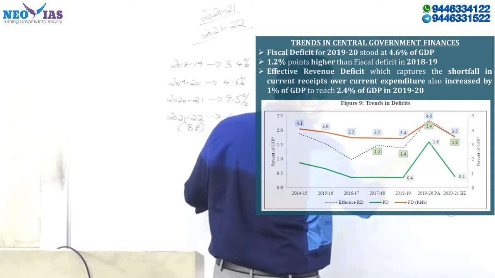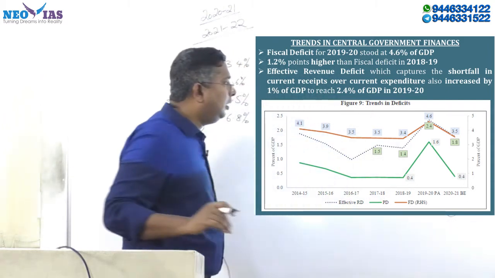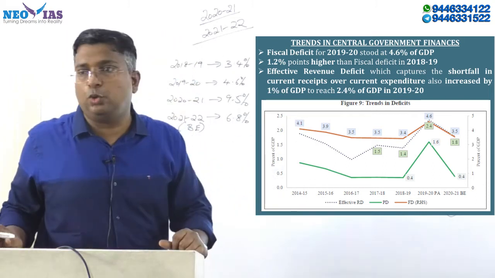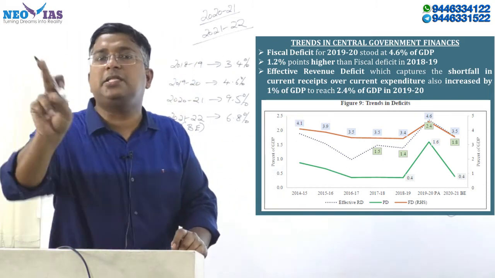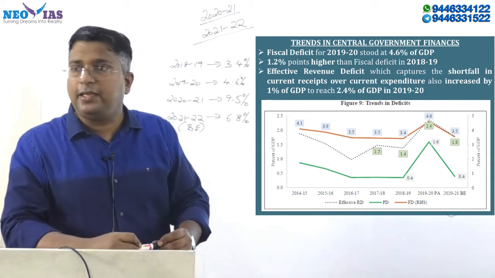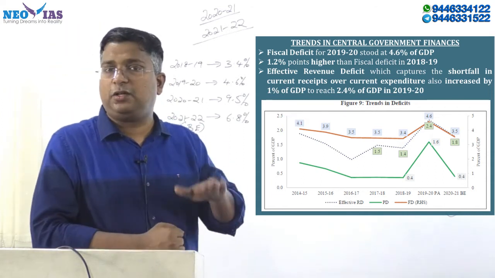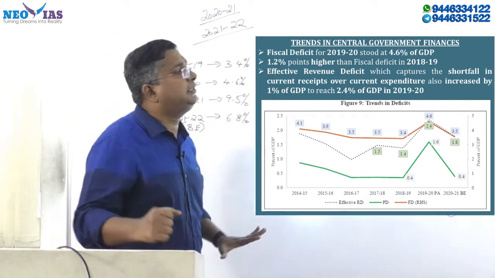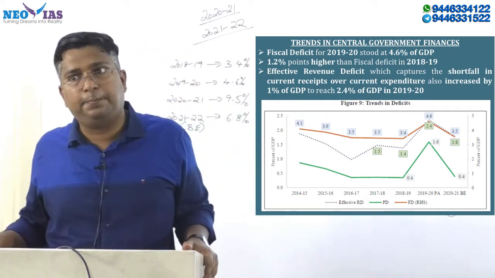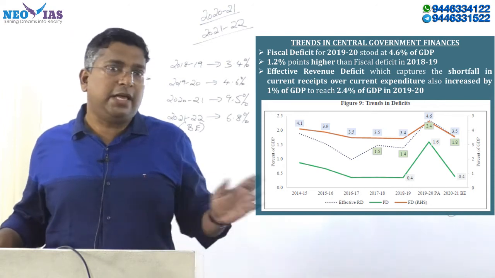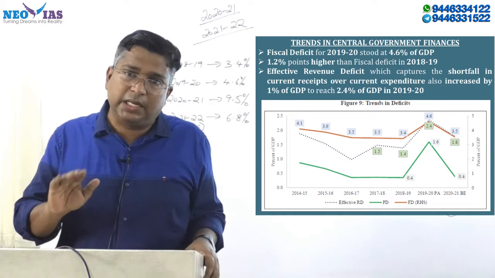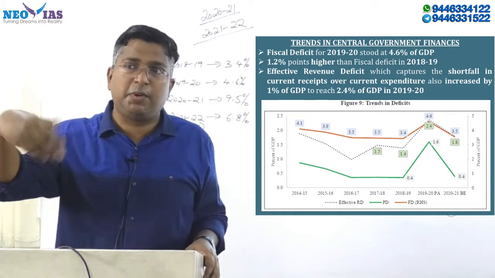Effective revenue deficit in 1819 is 1.4%. In 1920 it is 2.4%. So it's a 1% increase. So regarding 1920, the economic survey says that the effective revenue deficit has increased by 1%. Only these points have been discussed. Just have an idea. It will be there in your material also, just note it down. But I don't think they will ask you a question like this factually, that it increased by 1%.